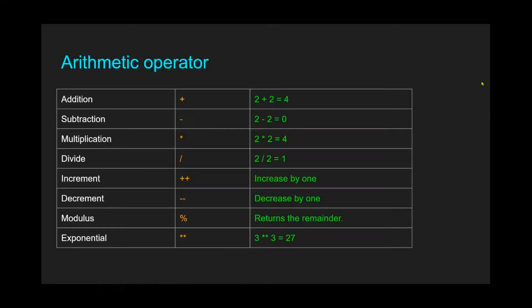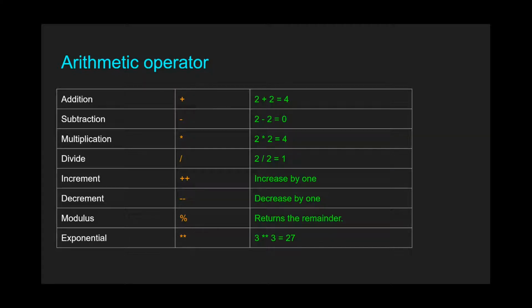So why don't we start with arithmetic operators first? An arithmetic operator is very simple, and why don't we take a look at my screen now and then we can see what we're talking about. So first, if we look at these JavaScript arithmetic operators, we have addition, subtraction, multiplication, division, incrementation and decrementation, the modulus operator, and the exponential.